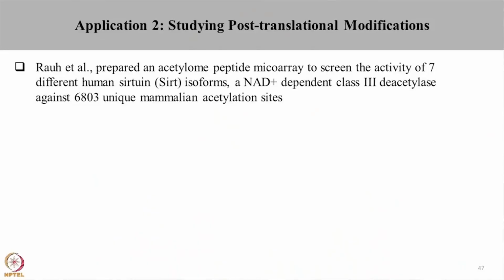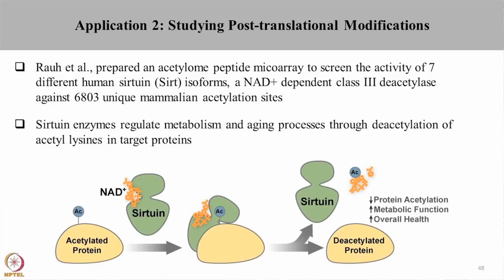Now going ahead to another study where Rao et al. prepared an acetylome peptide microarray to screen the activity of 7 different isoforms of sirtuins against 6,800 unique mammalian acetylation sites. Sirtuins are the enzymes which deacetylate the lysine residues in the presence of NAD.